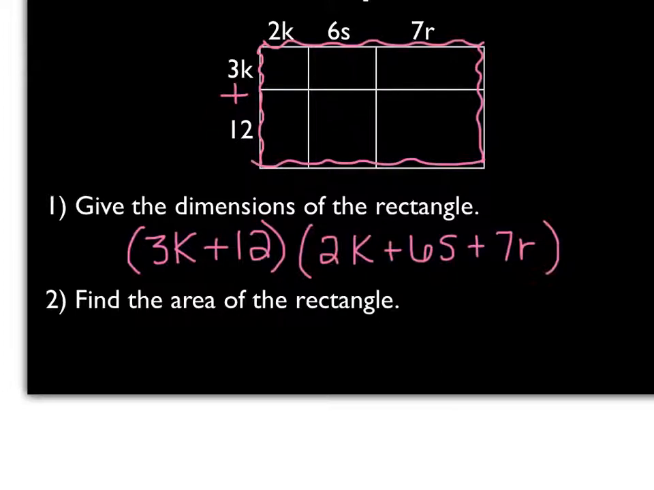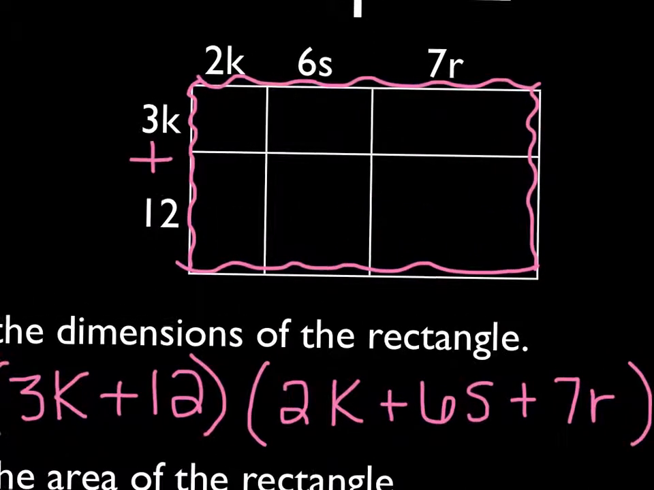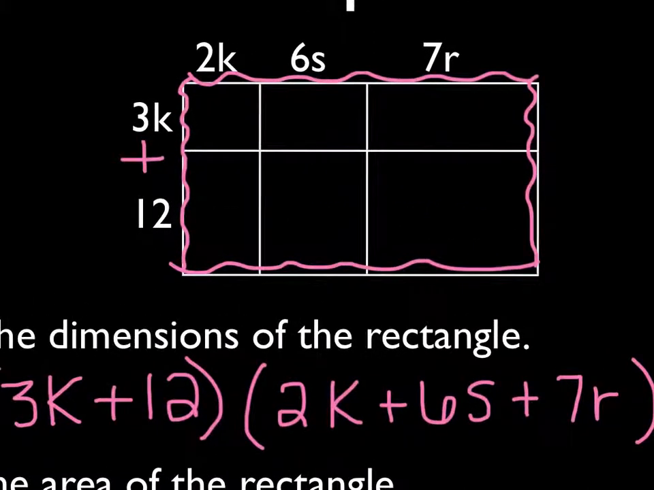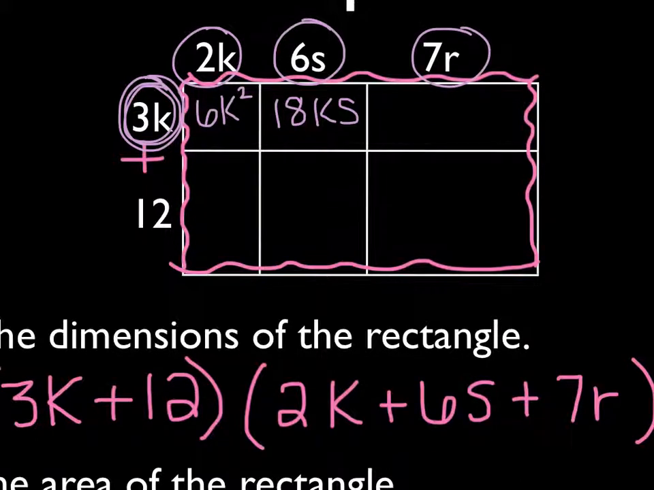That way, those of you who haven't been able to see this yet can see that box method in action. Okay? So what do I get when I do 3K times 2K? 6K squared. How about 3K times 6S? Good. 18KS. 3K times 7R. Good. Everyone else following this too?